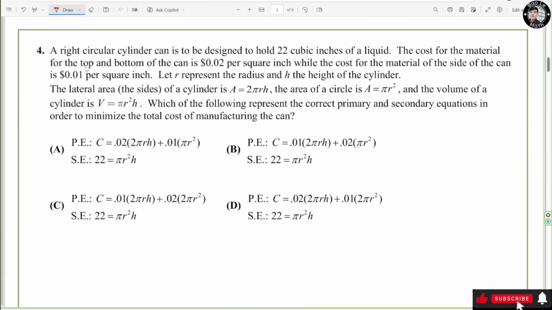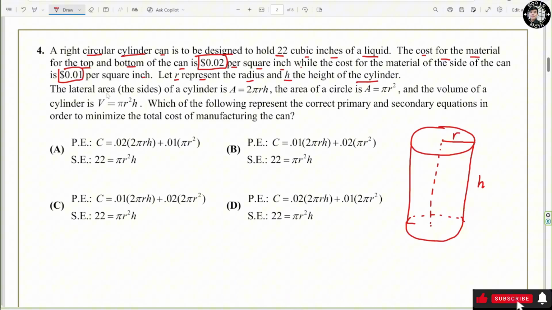Now let's move on to question 4. A right circular cylinder can is to be designed to hold 20 cubic inches of a liquid. The cost for the material for the top and the bottom of the can is 0.02 per square inch. The cost of the material of the side of the can is 0.01 per square inch. Let R represent the radius and H the height of the cylinder. Alright, so we just get the figure right here.